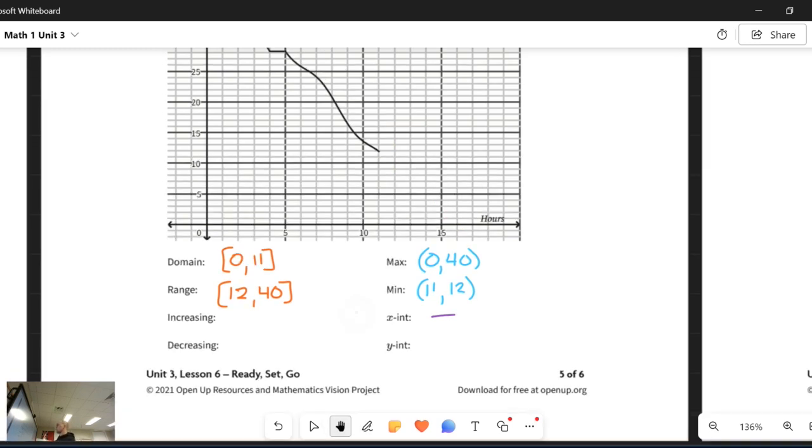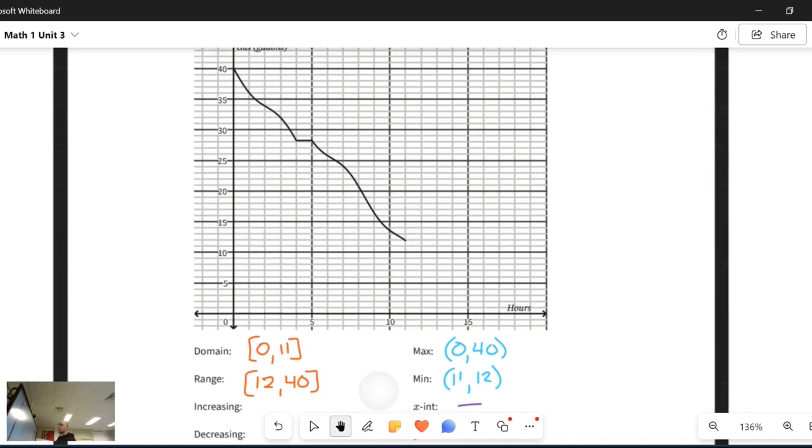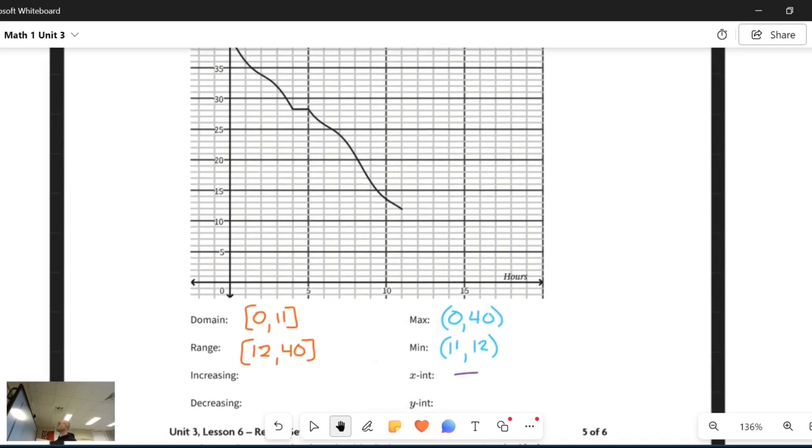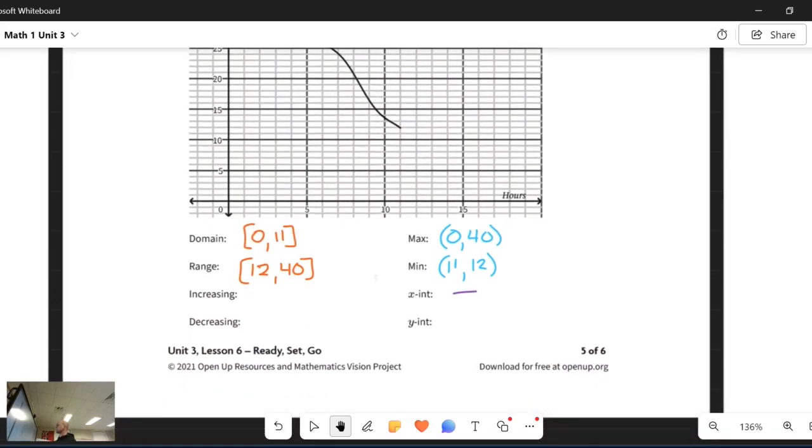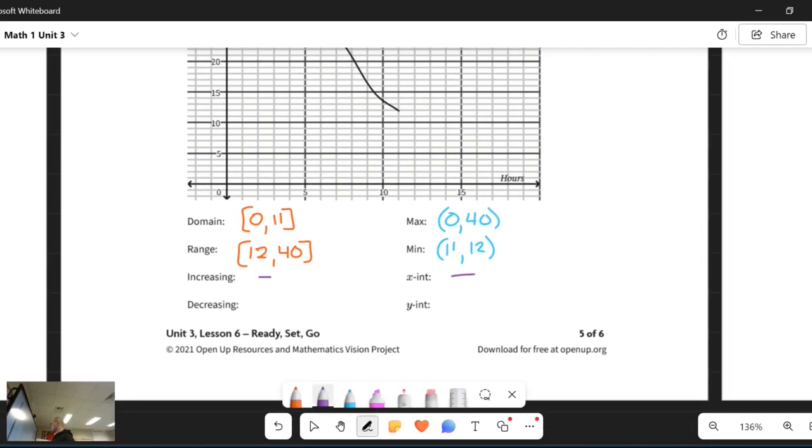We also ask, when is it increasing? It never is. It never has a positive slope. So there's nothing for us to put. Our y-intercept is going to be 0, 40. Oddly, in this situation, it's the same as our maximum. He started with the most gas he was going to have all day, because as soon as he starts driving, his gas goes down.